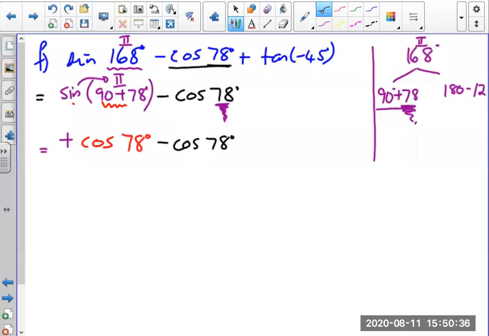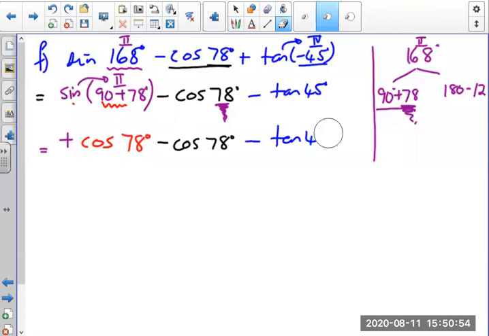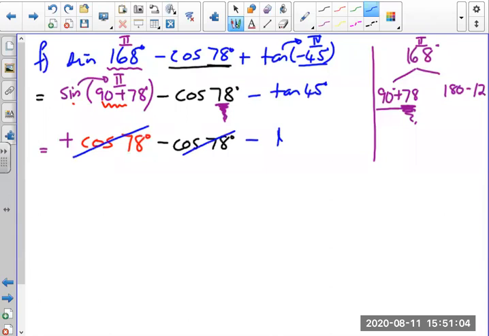And now I just carry on with the tan minus 45. That's in the fourth quadrant. Tan in the fourth quadrant is negative, so minus tan 45. Minus tan 45, let's write it there, because now I can say tan 45 is 1 again. And can you see what happens? Cos 78 minus cos 78 just fall away, and I'm left with a minus 1.